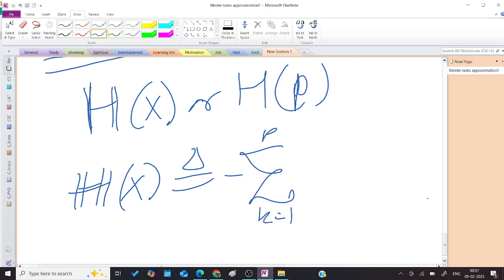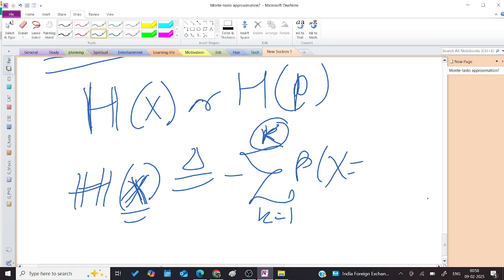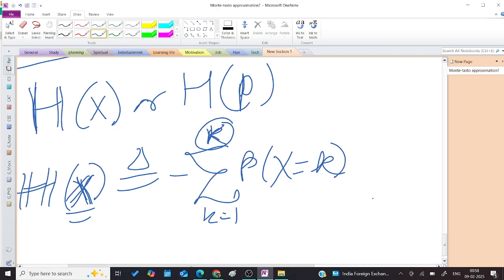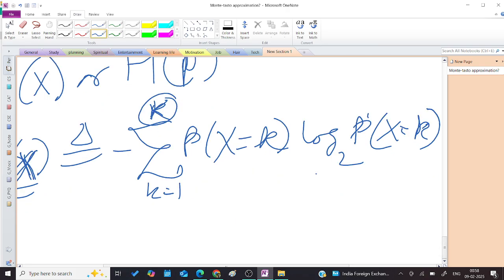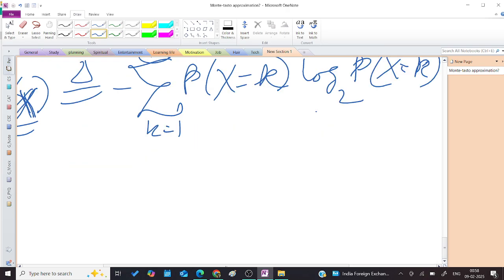the sum over k from 1 to K, where capital K is the number of states which a random variable can take, and we are calculating the entropy for the random variable capital X. So the probability of X taking state k, times log base 2 of the probability of X being state k. So this is the formula for entropy.